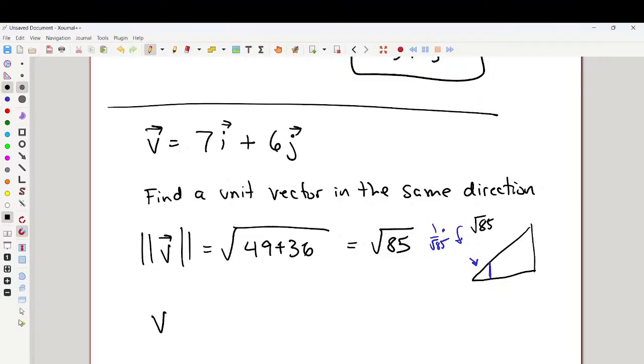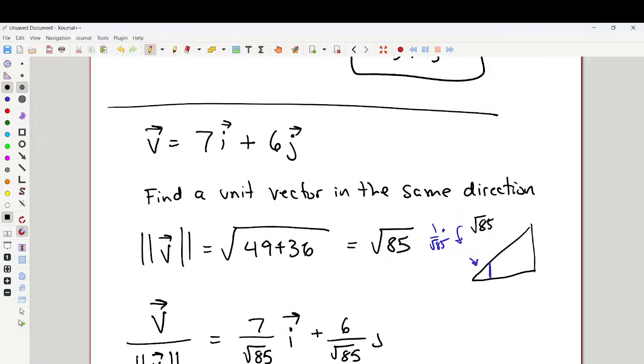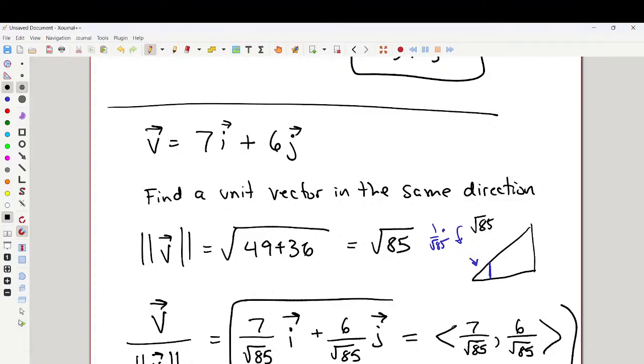So v over the magnitude is 7 over square root 85 i plus 6 over square root 85 j. Or if you're in this part of the world, 7 over square root 85, comma, 6 over square root 85. I didn't specify which one I wanted, so I'll just write them both. There's your answer. You don't need the triangle.